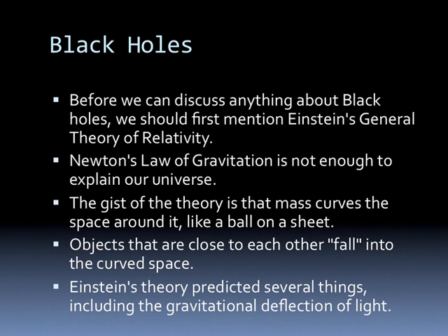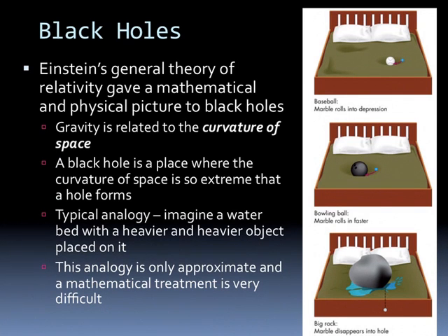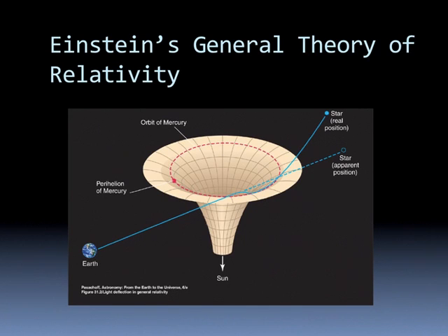Einstein's theory predicted several things, including the gravitational deflection of light. So Einstein's general theory of relativity gave a mathematical and physical picture of black holes. Gravity is related to the curvature of space. A black hole is a place where the curvature of space is so extreme that a hole forms. The typical analogy is, imagine a waterbed with a heavier and heavier object placed on it. The analogy is only approximate, and a mathematical treatment is a little different. But his theory predicted things like the bending of light.